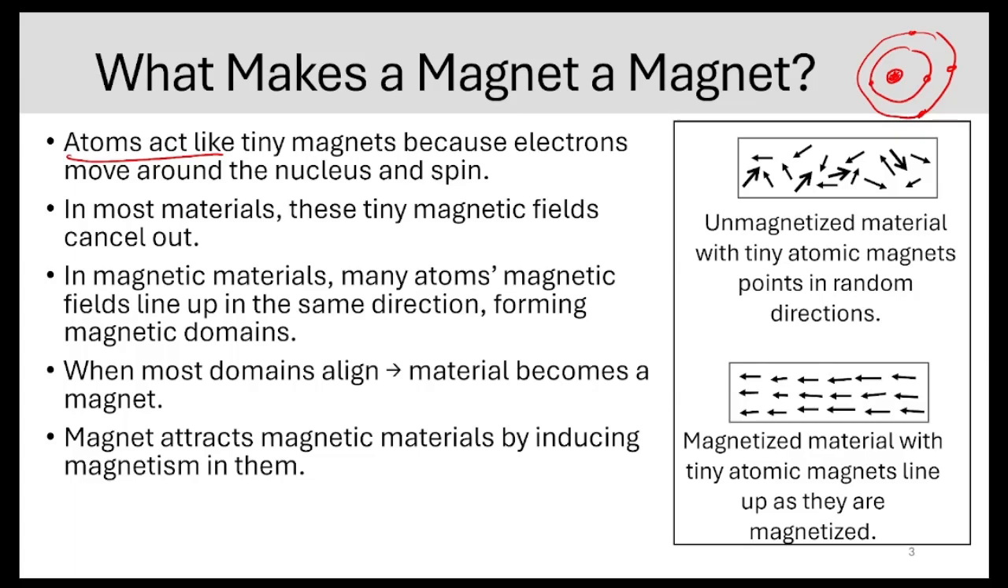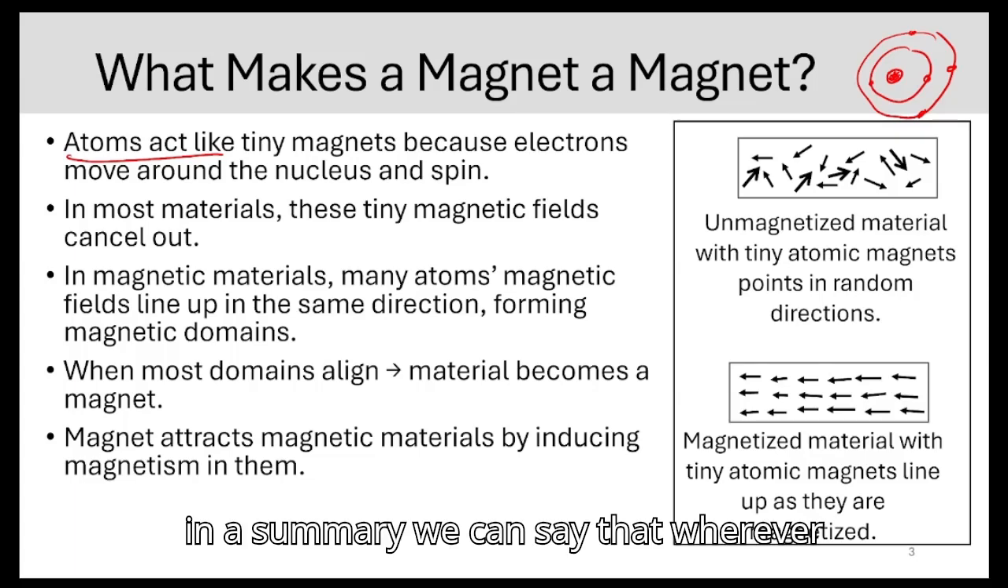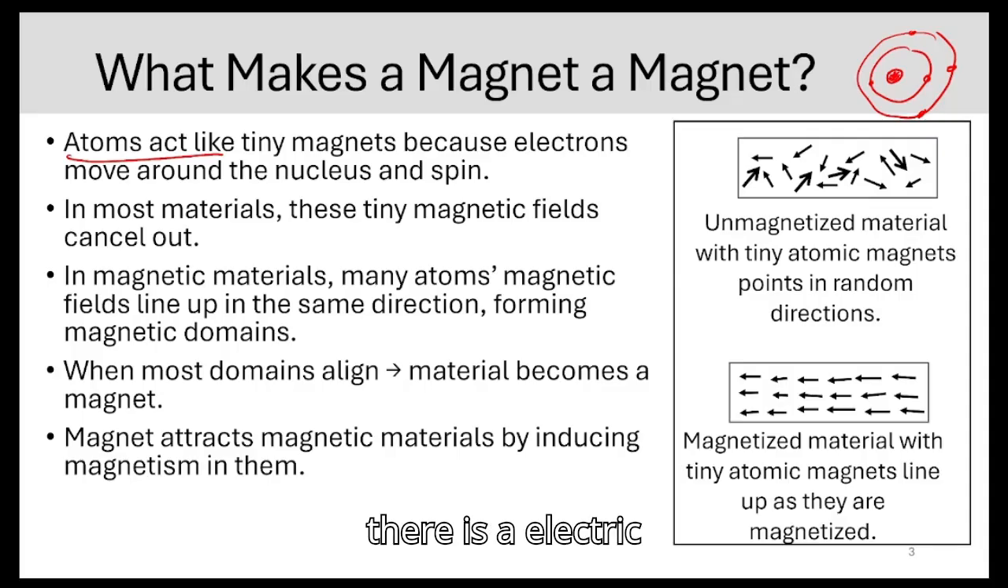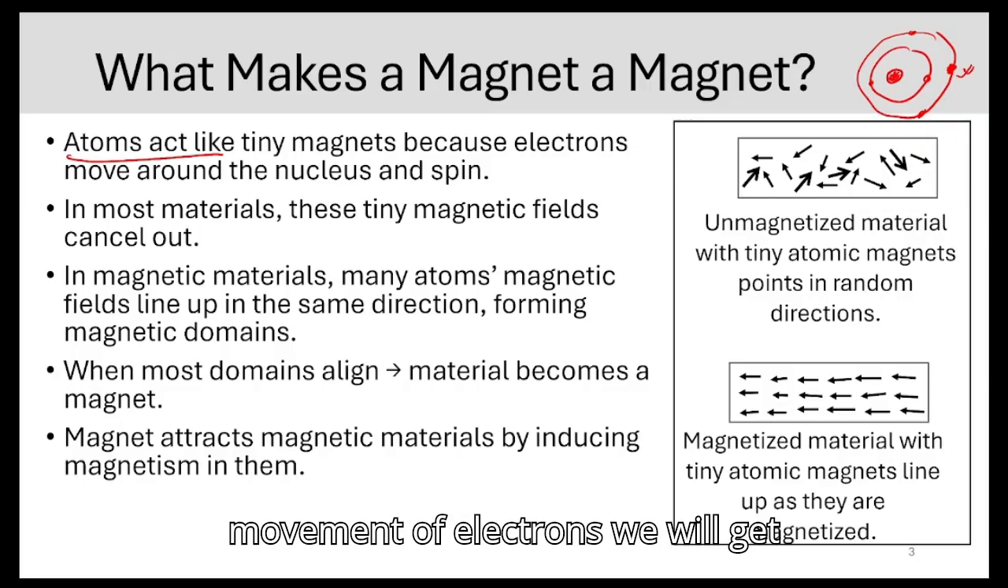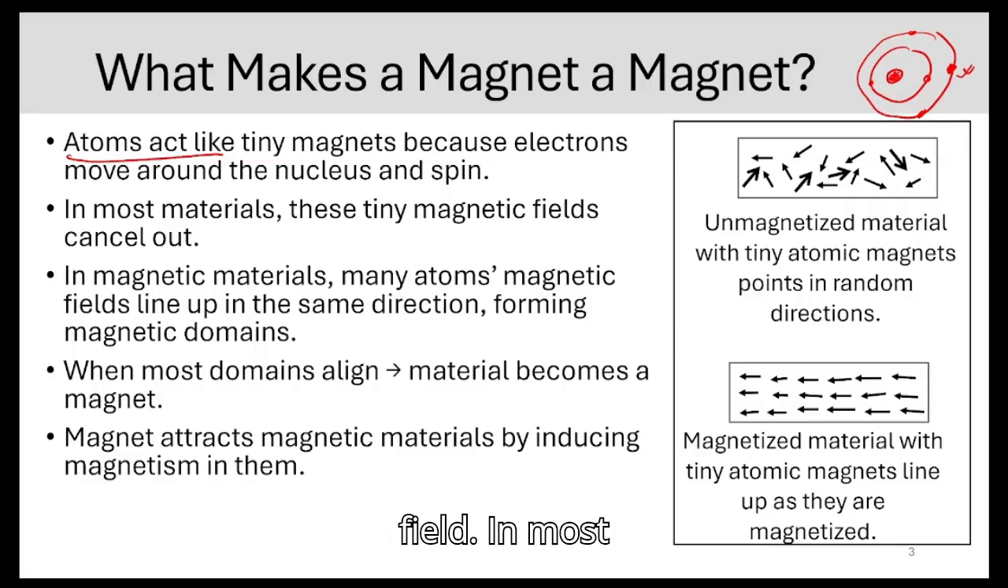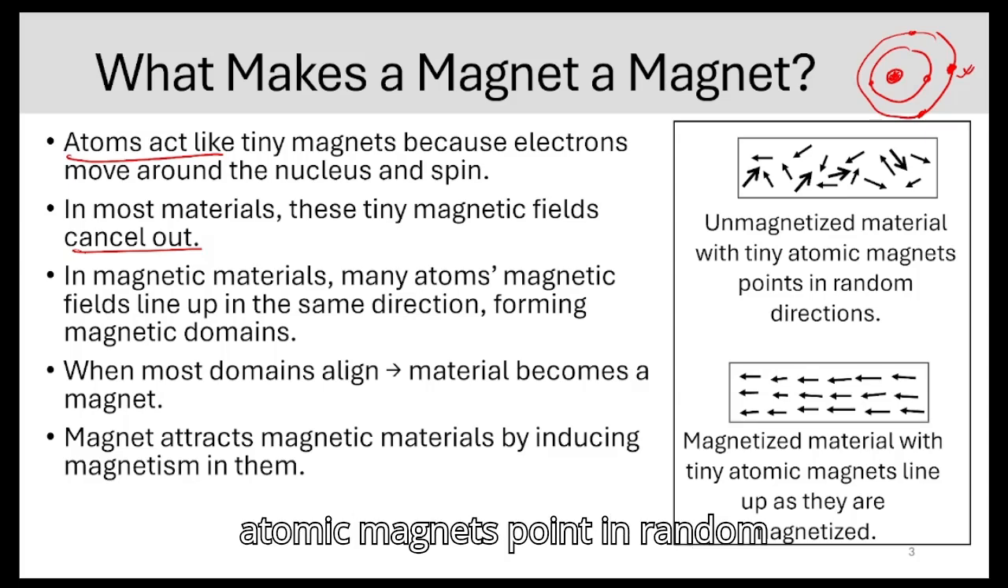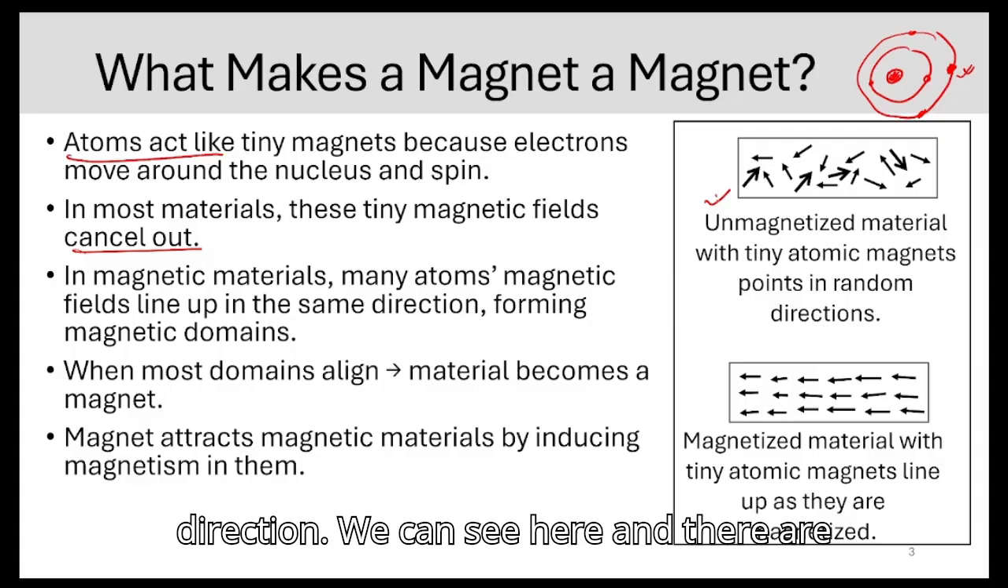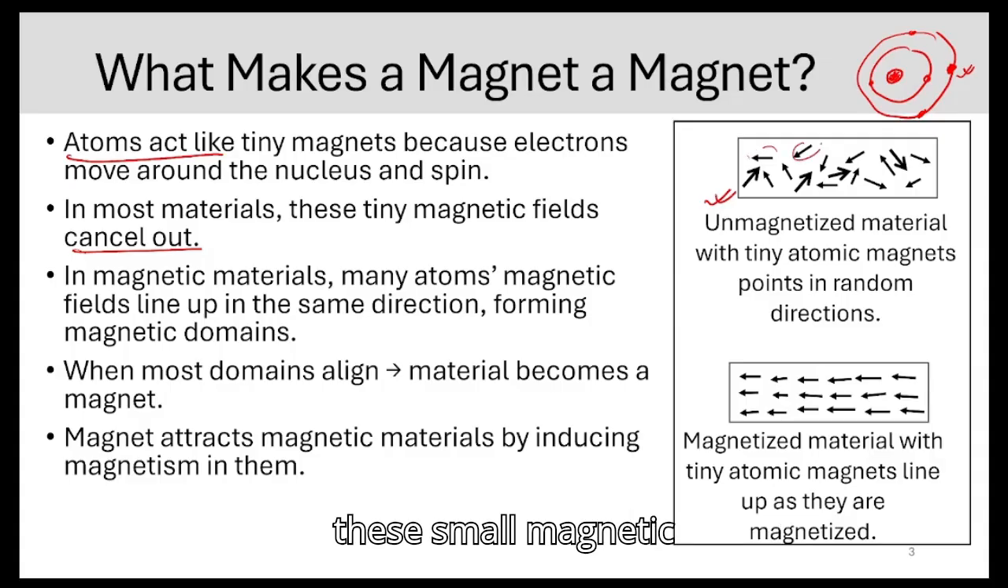In summary, we can say that wherever there is an electric current, we will get a magnetic field, and in every atom, because of the movement of electrons, we get an electric current resulting in a magnetic field. In most materials, the magnetic fields of these billions of tiny atomic magnets point in random directions. We can see here that these small magnetic fields are oriented randomly.